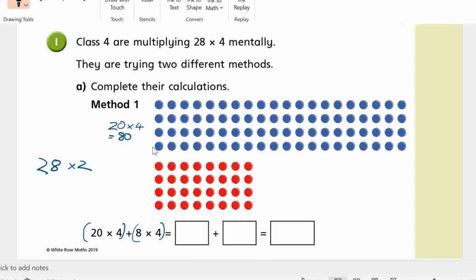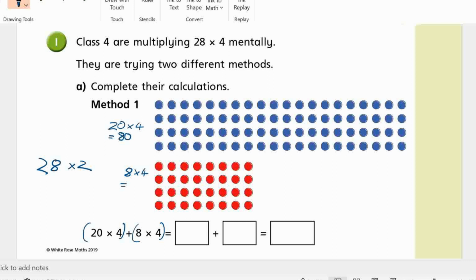Then this one is the 8 times 4. Well, you have to know your 8 times table, I suppose, for this one. What does this give you? 8 times 4. Well, what's 5 times 8? 5 times 8? 40, right? So 5 times 8 is 40.